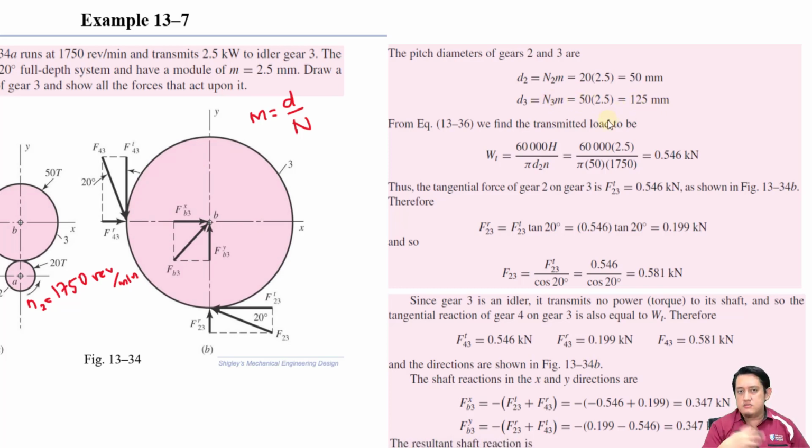Again, as a reminder, when we want to pair gears, we need to make sure that the module of the two gears is equal to each other, which is why we have the same module for both. Now we have the values of the diameters, so we insert the values into this equation. Then we get the value of WT is 0.546 kilonewton.